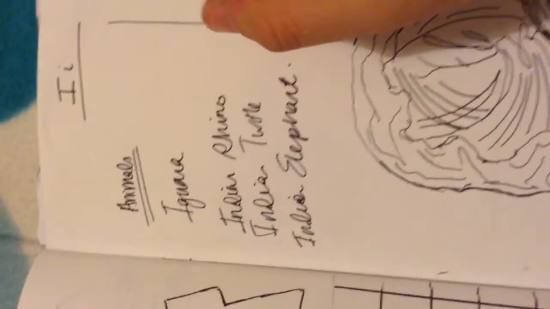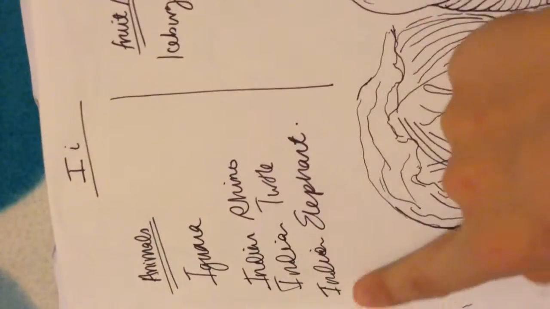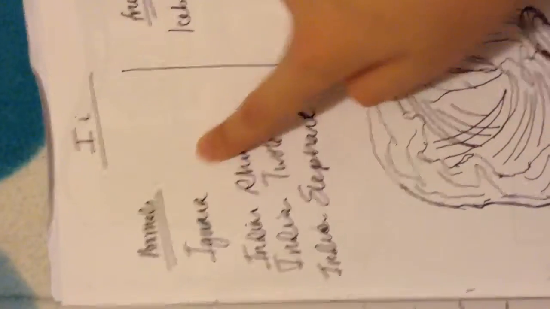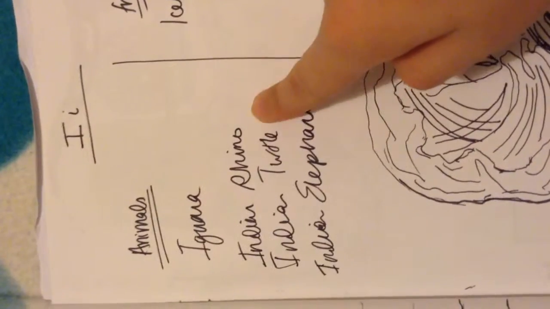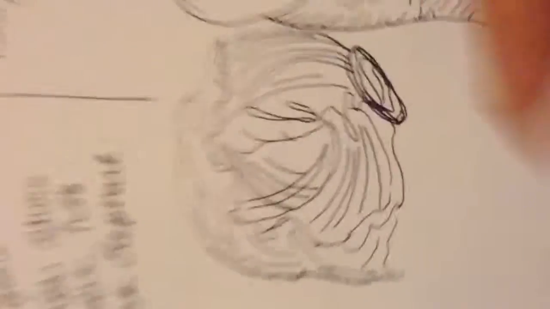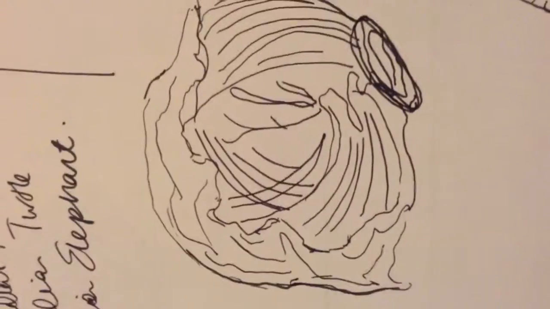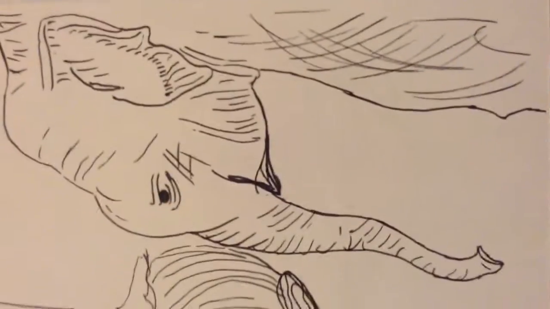Next, we were given a letter out of the alphabet. I was given I. And we had to think of an animal or a fruit that began with an I. So I had iguana, Indian rhino, Indian turtle, Indian elephant. And fruit or vegetable, iceberg lettuce. So here's my lettuce. Just a simple line drawing. And then here's my Indian elephant.